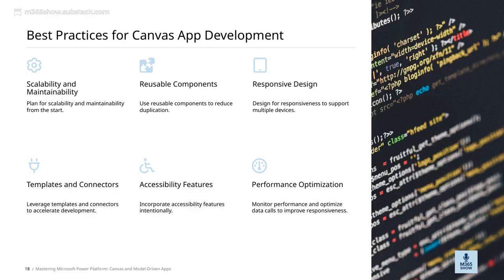Finally, it's important to plan for scalability and maintainability from the beginning. Building with growth and future updates in mind ensures your app remains robust and adaptable over time. All these practices tie back to our goal of creating efficient, user-friendly, and scalable Canvas apps within the Microsoft Power Platform.